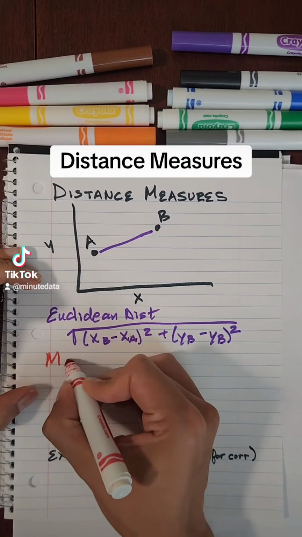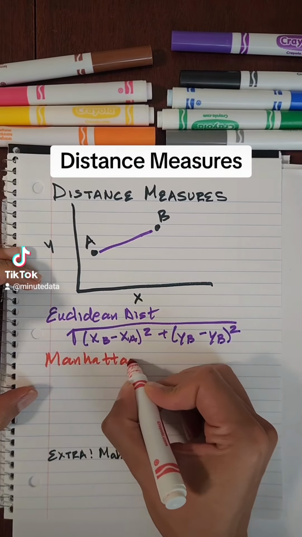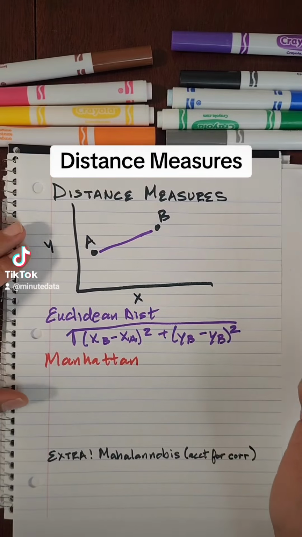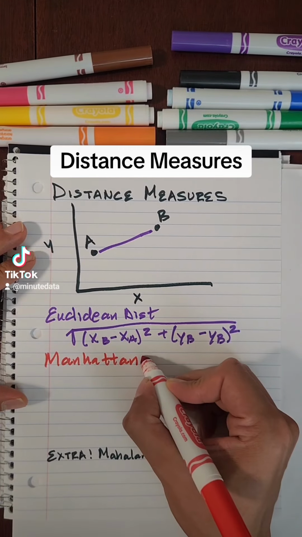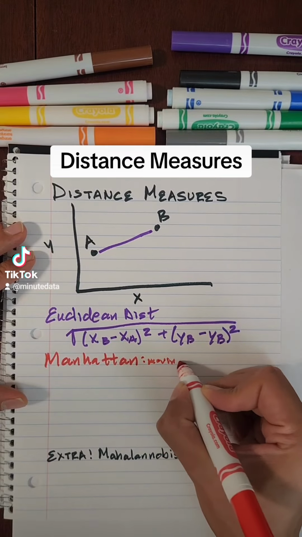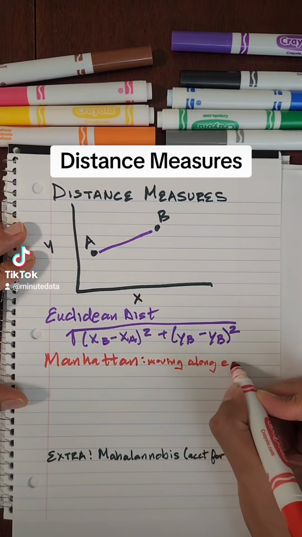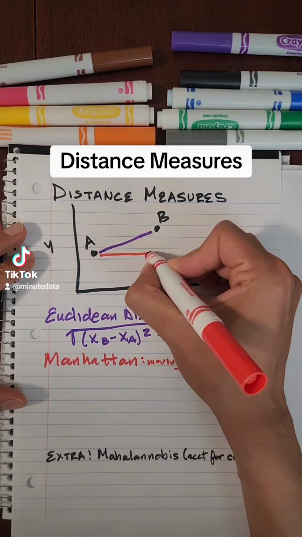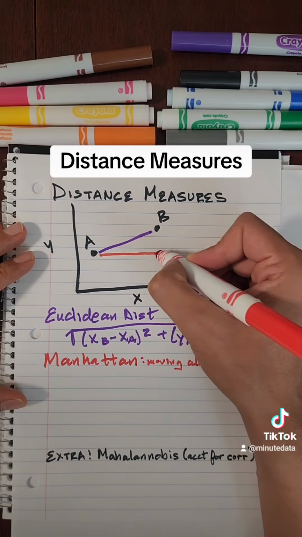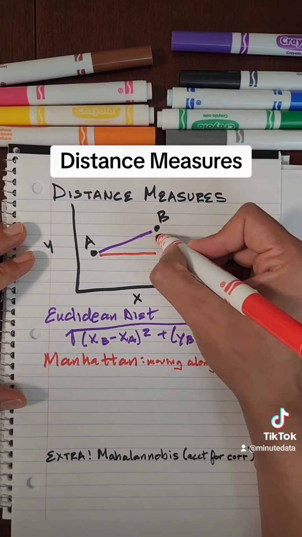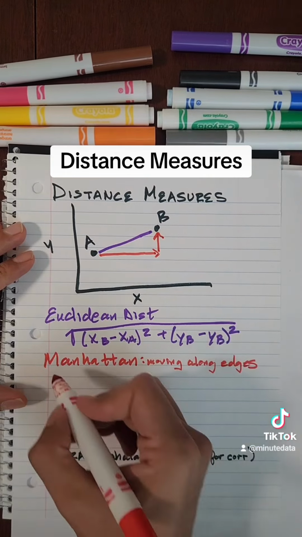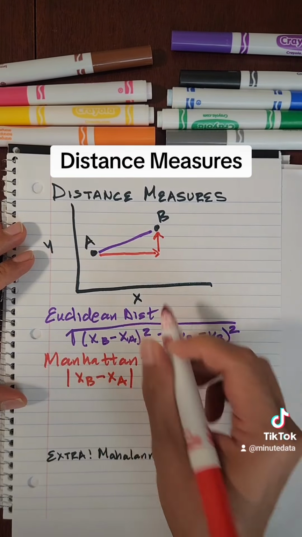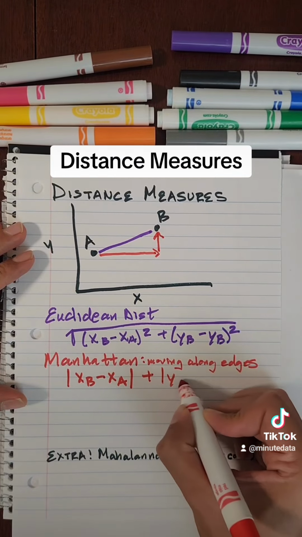Next example is Manhattan distance. So Manhattan distance, if you've been to Manhattan before, it's pretty much a grid system in terms of how the streets are set up. So when you think of Manhattan distance, you can think of it as moving along the edges. So in our example, moving along the x-axis, or the x-edge, would be this line here, followed by this line there. And then if you're interested in the formula, it's pretty much the difference in the x direction, which is that, plus the difference in the y direction.